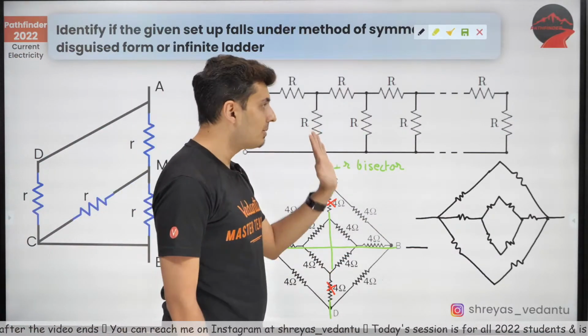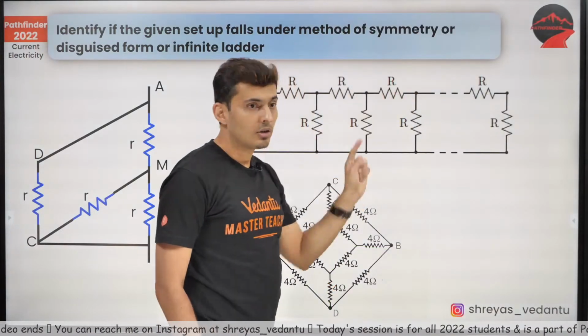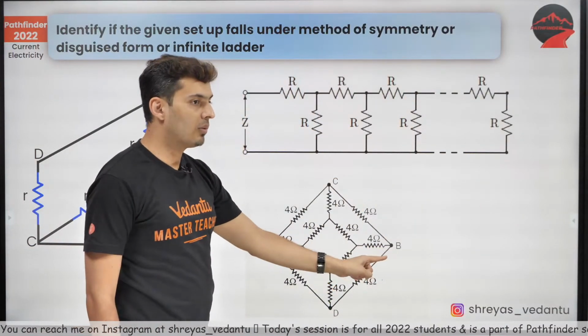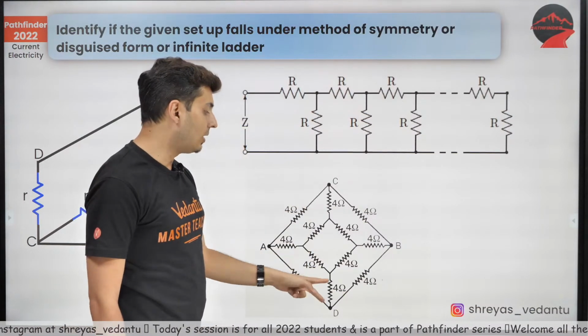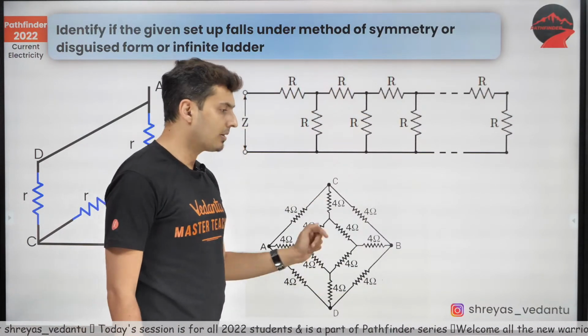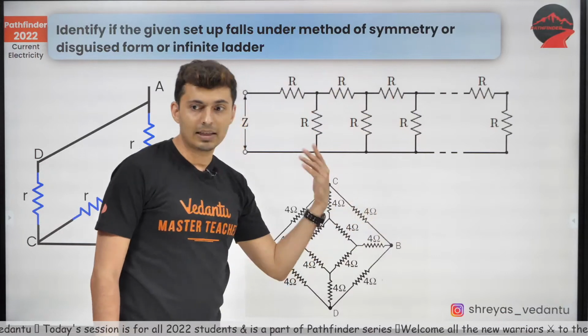So that's how you solve problems on symmetry. Always draw the line between the 2 points where you want to find the resistance, draw the perpendicular bisector, and ignore all those objects on the perpendicular bisector if left and right are equal.